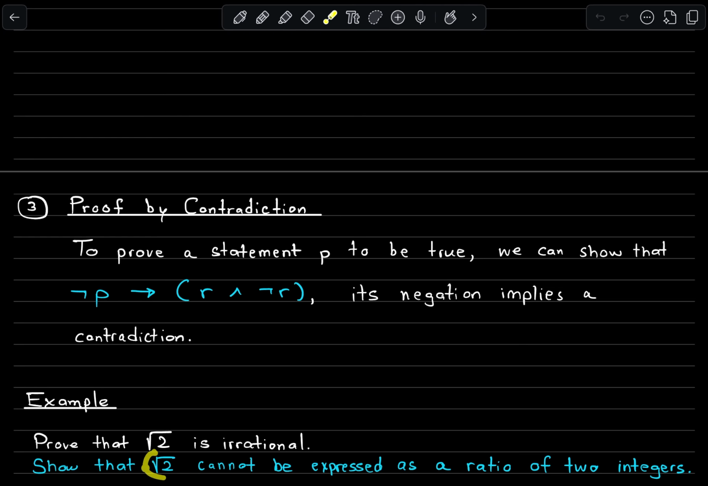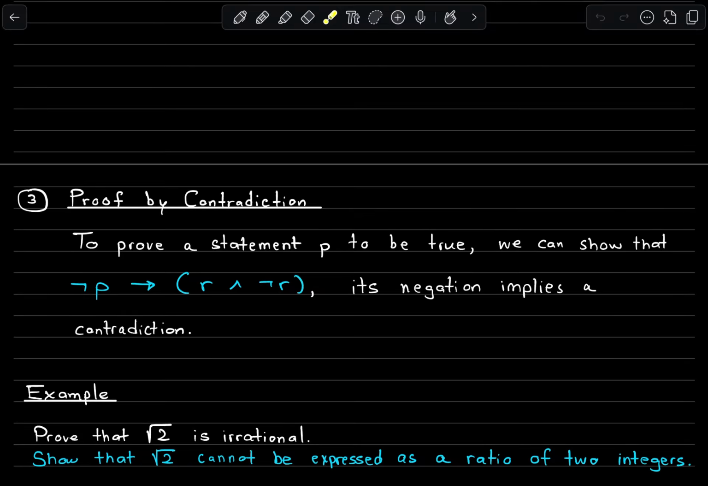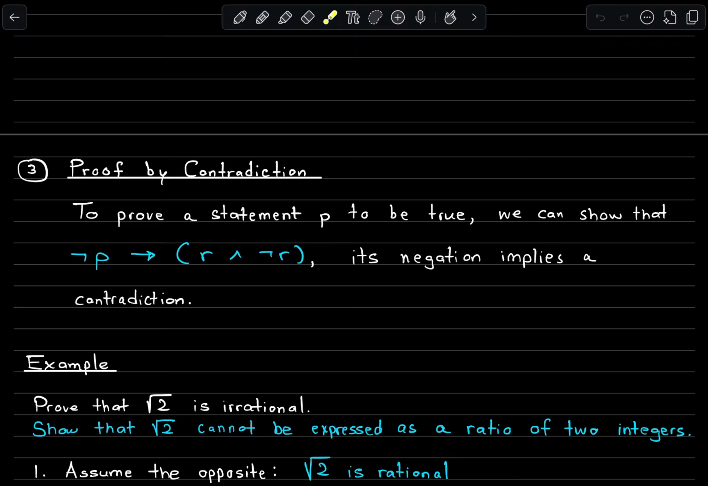Okay? And we're going to do this by showing that the square root of 2 cannot be expressed as a ratio of two integers. And this is kind of going back to the idea that we were just talking about with contraposition. Sometimes it's very difficult to represent something as an irrational number, but we can work with its opposite, a rational number, and we can show in this case that that's going to lead to a problem. That's going to lead to a contradiction. So let's see what happens.